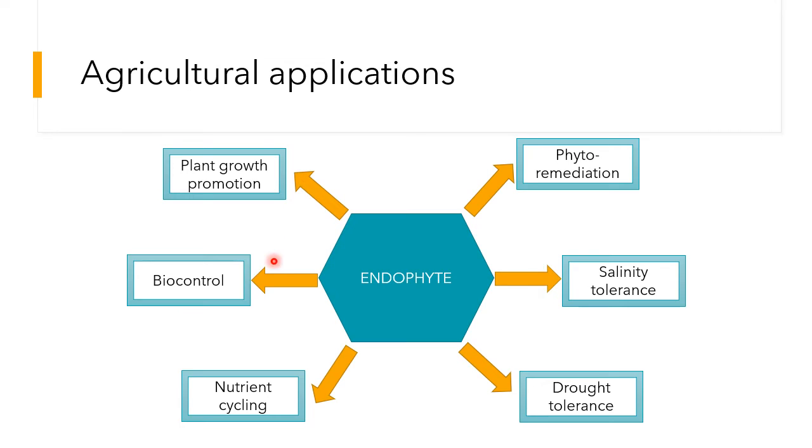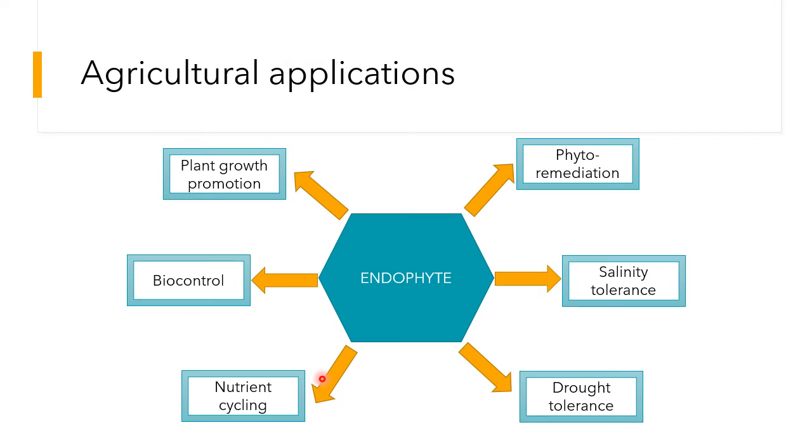Then biocontrol. So they can protect plants against pests and diseases by producing compounds that inhibit the growth of pathogens or by inducing systemic resistance in the host plant, thus reducing the use of chemical pesticides and improving the sustainability of agricultural practices. Then nutrient cycling.